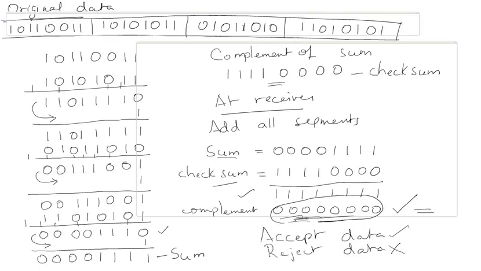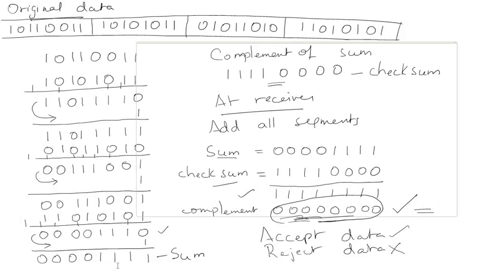Then take the third data segment and add it here. Here also you get a carry, and that bit also is to be added. Then this is the sum for the 3 segments. Then take the 4th segment and add it again. We get this sum with a carry, and again we take the carry and add it here. So this is the result we get, and this is the final sum.